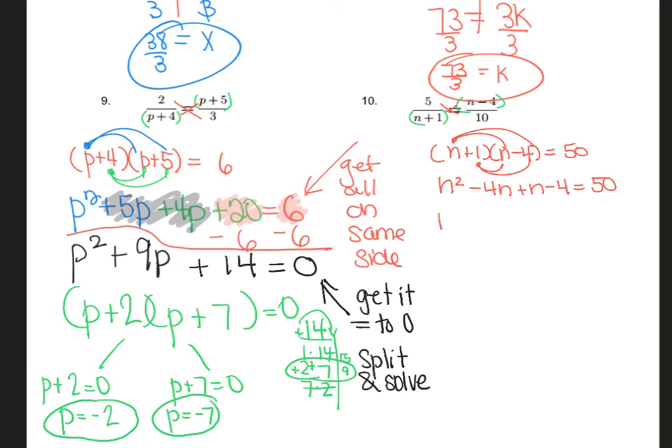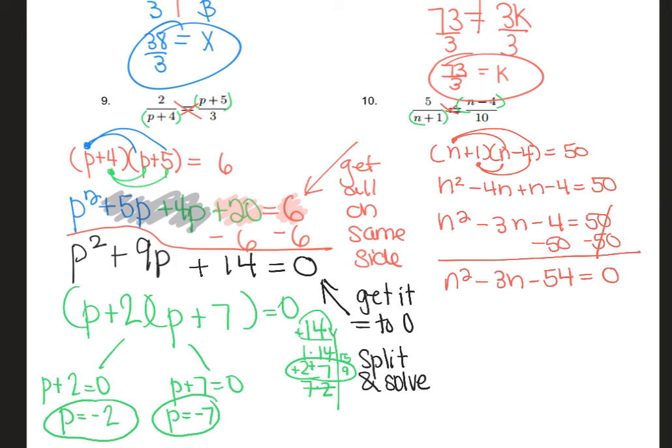So I have n squared minus 3n minus 4 equals 50. I'm going to subtract 50 and subtract 50. That's going to cancel that out. So I get n squared minus 3n minus 54 equals 0. So now I've got it equal to 0. I've gotten everything on my one side. And now I'm multiplying to negative 54.